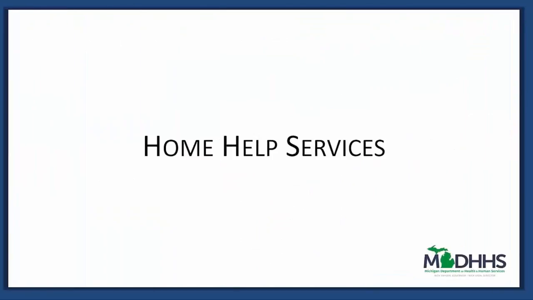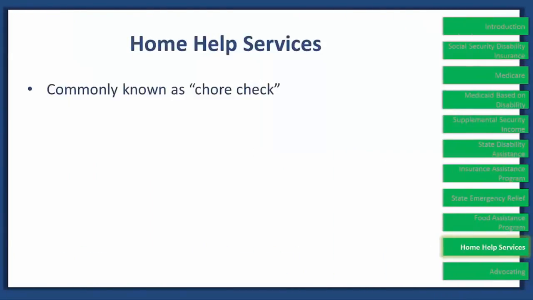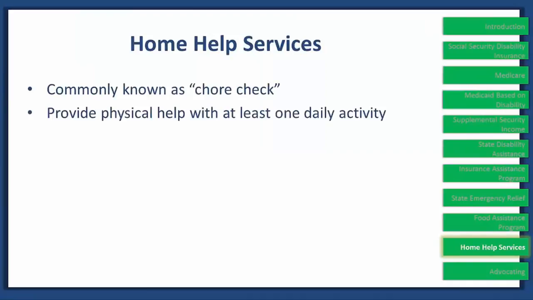The final program we will discuss is the Home Help Services Program, commonly known as the Chore Check. This program is for individuals who need someone to provide physical help with at least one activity of daily living. Usually, a spouse caring for a spouse or a parent caring for a minor child are not eligible.